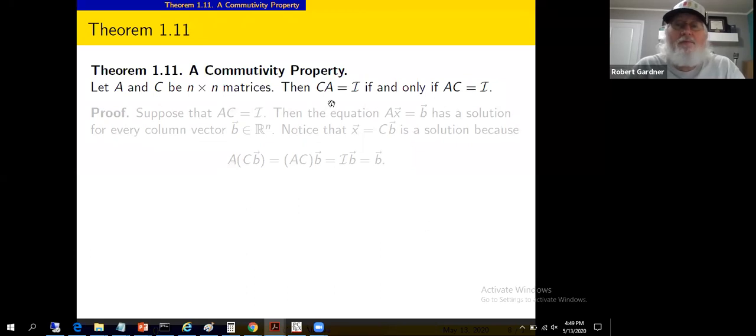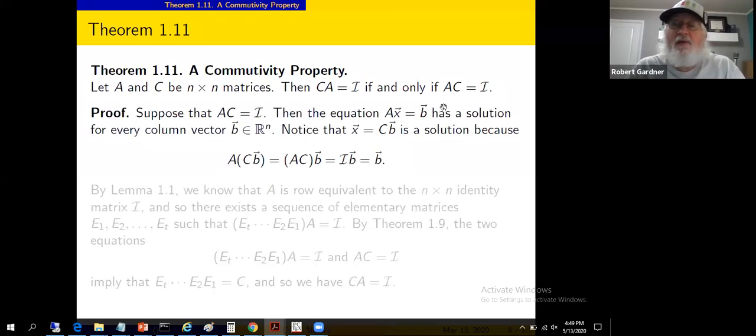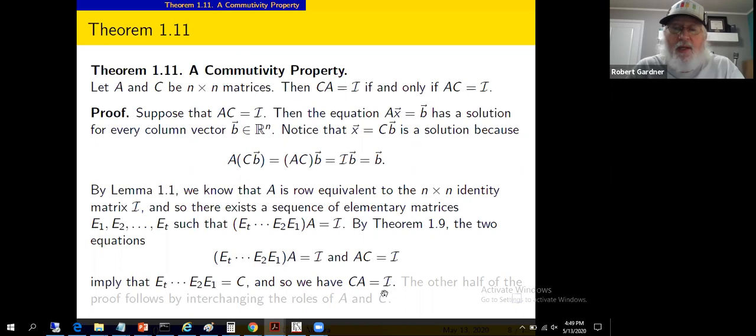Okay, so C times A equals the identity if and only if A times C equals the identity. Here's the plan. First, we'll suppose A times C equals the identity and show C times A equals the identity. And then we can just interchange the roles of A and C to get the implication in the other direction. Well, suppose A times C equals the identity. Then, if we look at the system of equations AX equals B, this has a solution for every column vector B in Rn. Why is that?